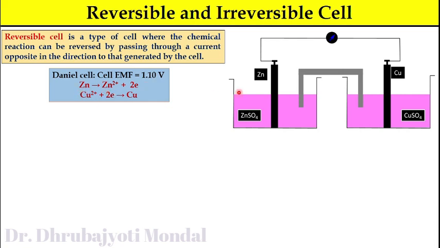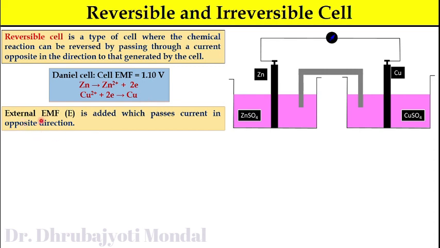Now, what reaction occurs? In that electrode, the oxidation reaction occurs. So Zn converts to Zn2+ plus 2 electrons. And in that electrode, Cu2+ takes 2 electrons and converts to copper. Now, what do I have to do? You have to apply an external EMF. So here you can see external EMF is added which passes current in opposite direction. This is the external EMF and the EMF value of that battery, suppose it is E.